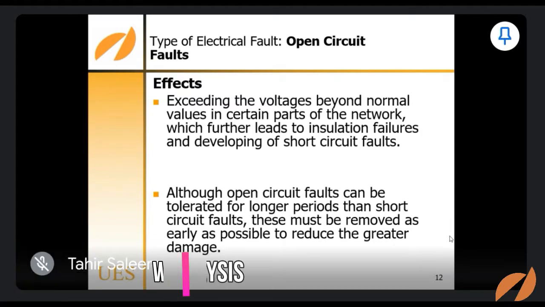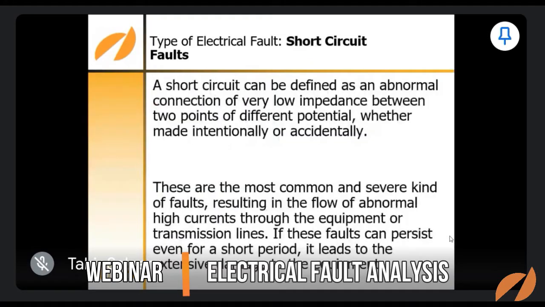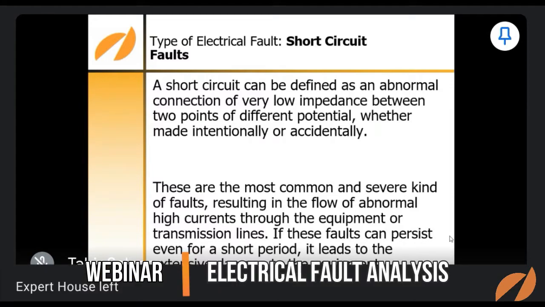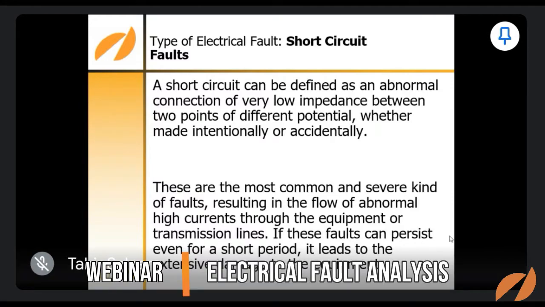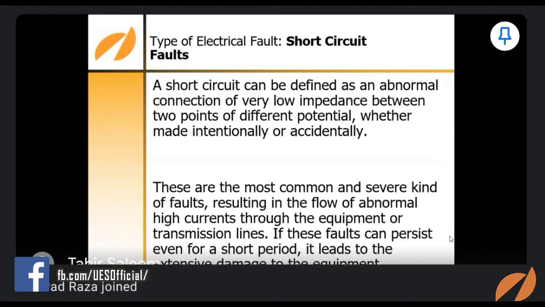Although open circuit faults can be tolerated for longer periods than short circuit faults, these must be removed as early as possible to reduce greater damage. A short circuit can be defined as an abnormal connection of very low impedance between two points of different potential, whether made intentionally or accidentally. These are the most common and severe kinds of faults, resulting in the flow of abnormally high current, which will be 10 to 12 times your rated current through the equipment and transmission.